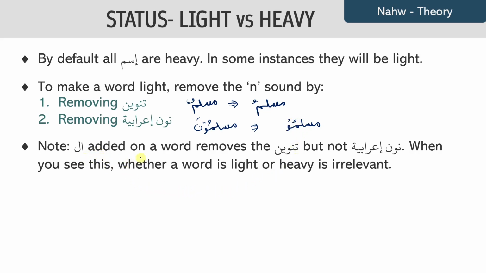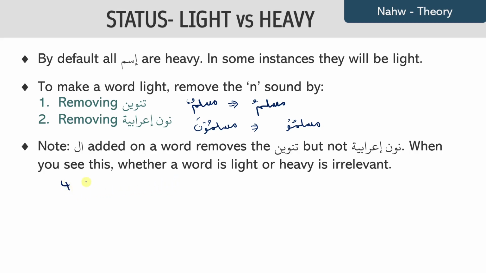And note here, when alif lam is added on a word, this removes the tanween but not the nun i'rabiyya. When you see this, whether a word is light or heavy is irrelevant. So when a word has alif lam, you don't need to ask yourself the question whether this word is light or heavy anymore, because it doesn't matter in that situation. Alif lam simply doesn't like tanween, but it does not make a word heavy and it doesn't make a word light necessarily. So when you have alif lam on a word, don't care about the fact it's light or heavy. But when an alif lam is on a word, make sure you do not have tanween on it, because alif lam doesn't like tanween, but she's totally cool with having a nun i'rabiyya.